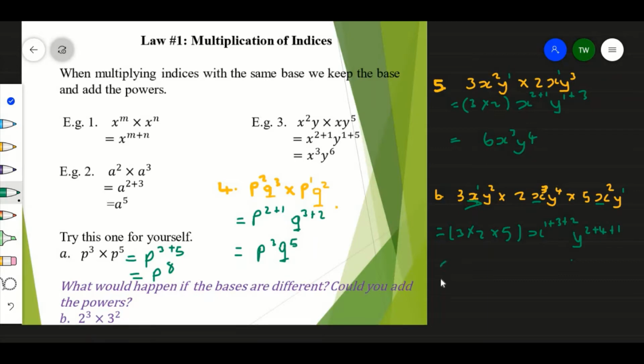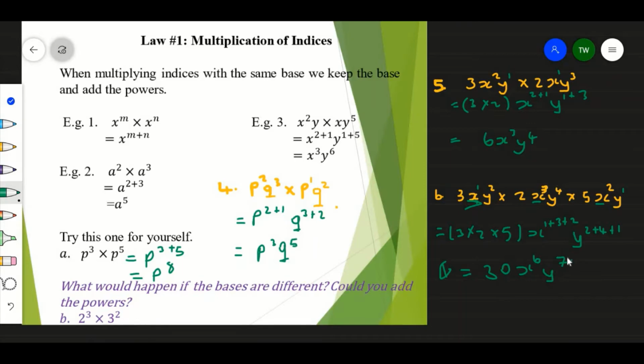Alright? Then we can simplify this to give us a final answer. So our final answer is going to be 3 times 2, that's going to give us 6, and 6 times 5, that's 30. So it's going to be 30x. We add up the powers here. So 1 plus 3, that's 4, plus 2, that's 6. So it's going to be x to the 6. Then put back our y, and then combine the index. It's going to be 2 plus 4, that's 6, plus 1, that's 7. So it's going to be y to the 7th power. So our final answer here is 30x to the 6th power, y to the 7th power.